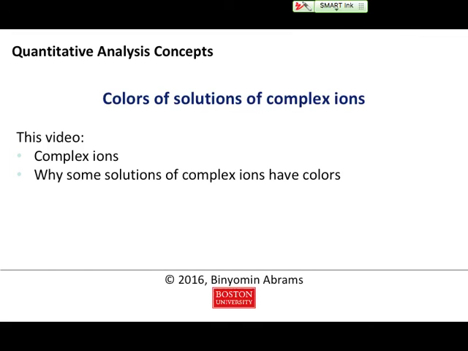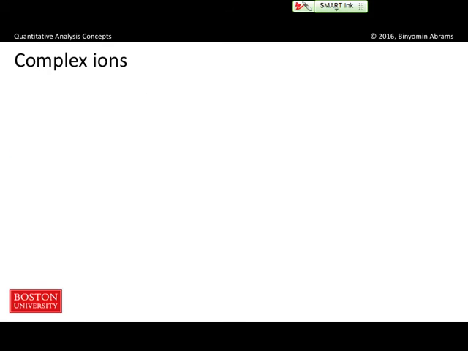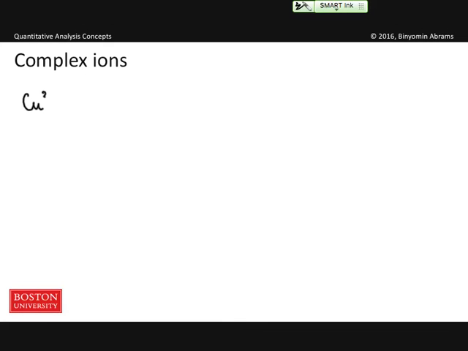In this video, we're going to briefly discuss complex ions and why some solutions of complex ions have colors. So, complex ions refers to what happens when we put metal ions in solution. When we dissolve copper-2 ions, for example, in solution, what we're really talking about is taking gas phase copper-2 ions and hydrating them and forming an aqueous solution of copper-2 ions.